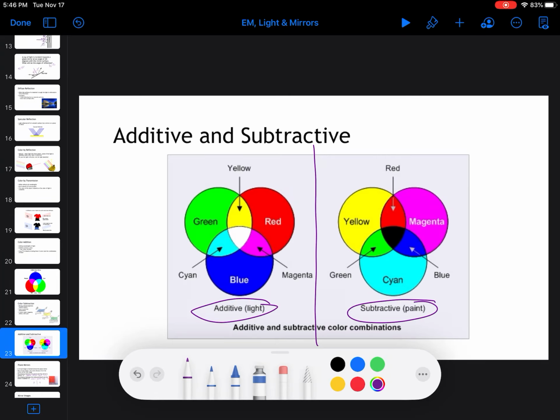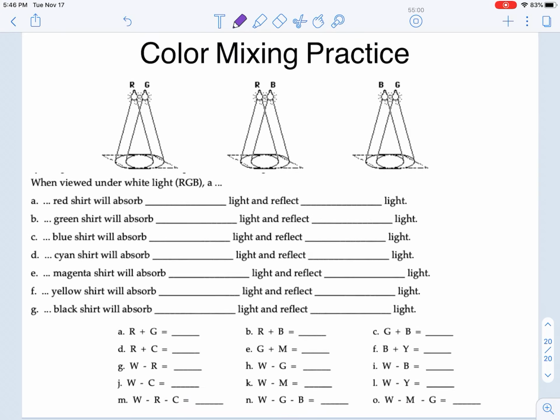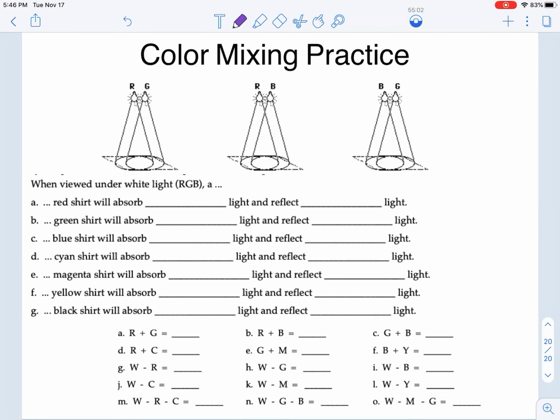This is when we're dealing with pigments, where we start with yellow, magenta, and cyan, and then we drop down ink or add dyes to our fabric to cause it to soak up or absorb certain colors, and then we see whatever colors are left to be reflected. Notice that in the center of our color wheel, for light, the center gives us white. The center of the color wheel for our pigment is going to give us black, okay?